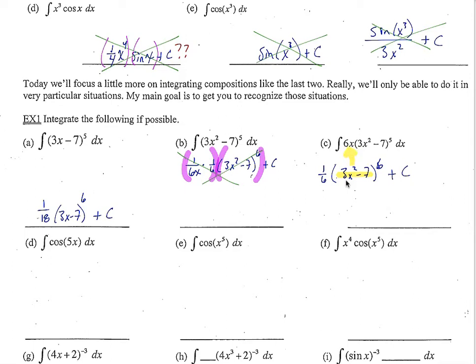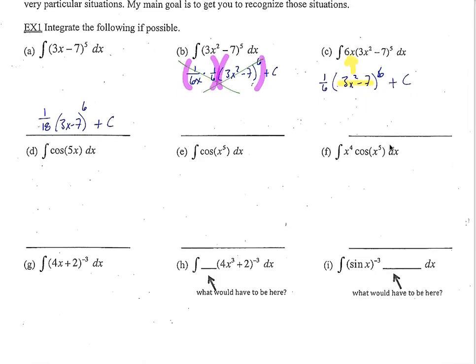the 6x. Right? So what originally looked like it was even more complicated turns out to be a blessing in disguise, and we really like the fact that we have this 6x. Right? And this right here is indeed the integral for 6x, the quantity 3x squared minus 7 raised to the 5th. All right, next problem. D.